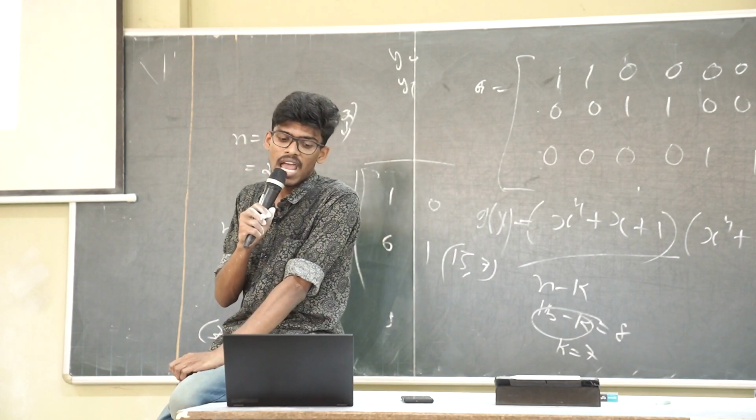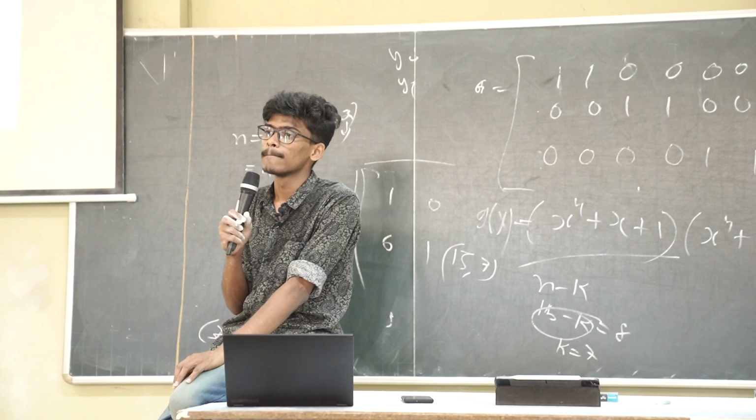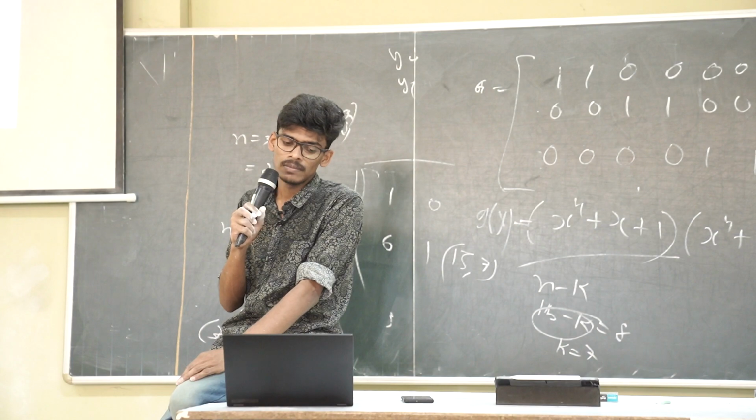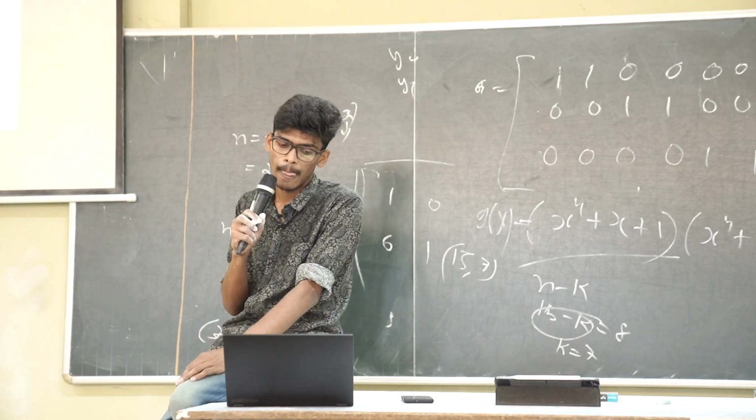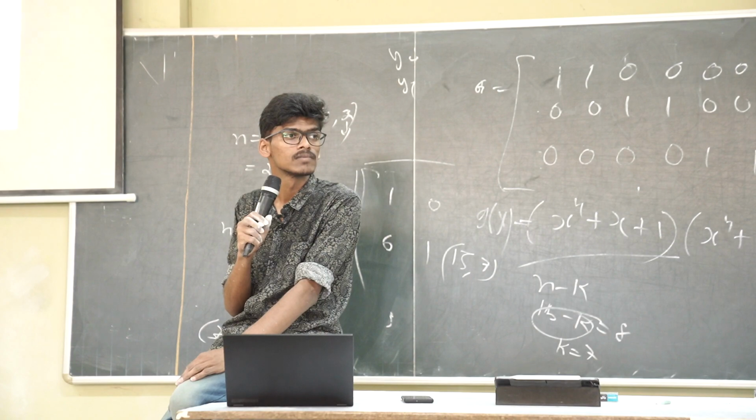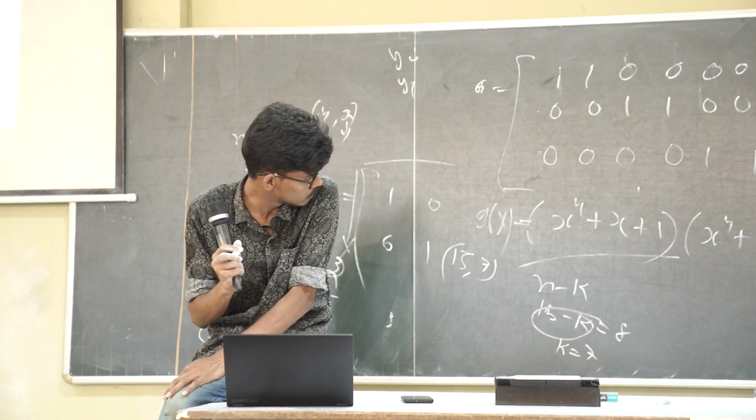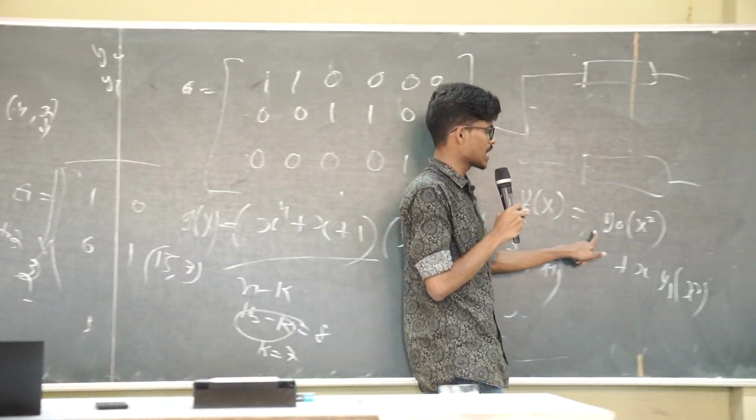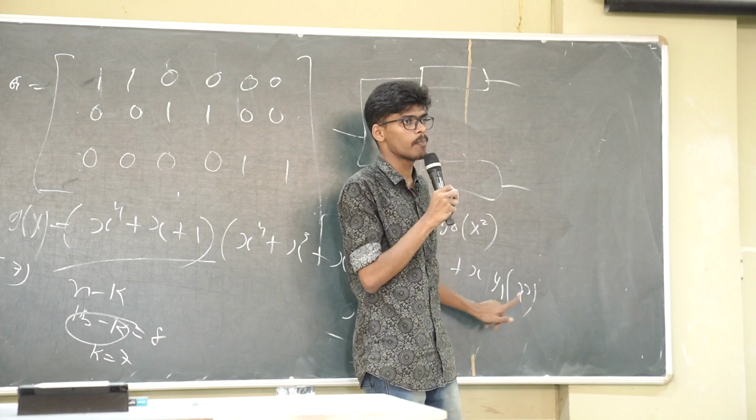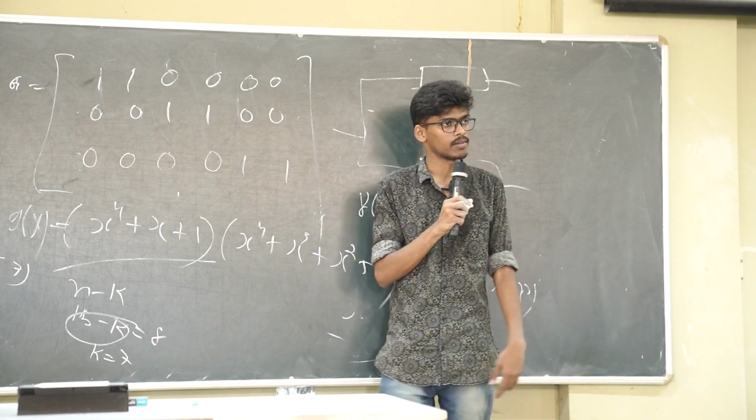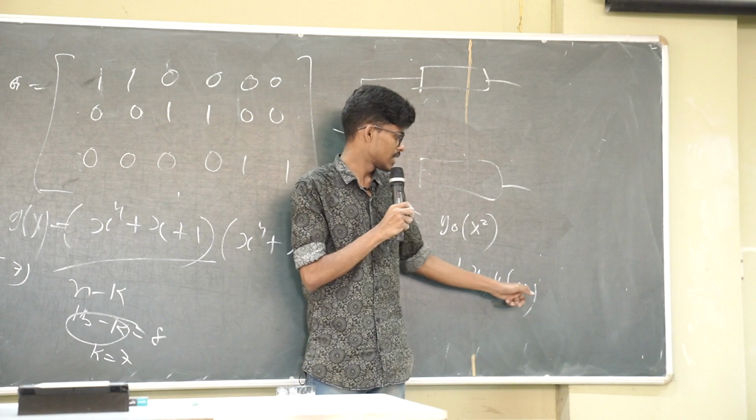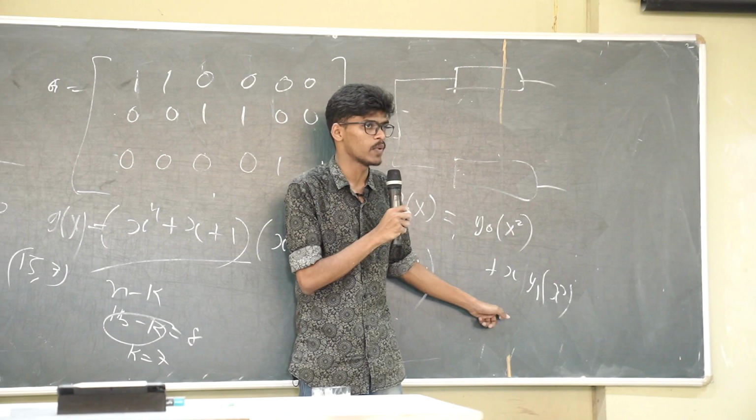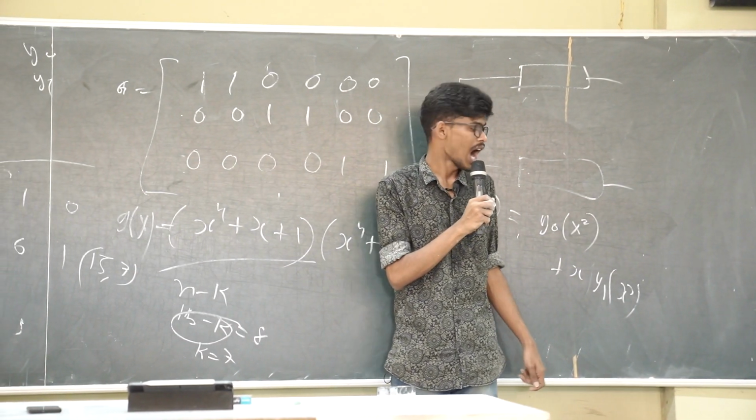Next question is decoding. Infinite message sequence. If 3 outputs are there, y0 of x squared plus x into y1 of x squared plus x squared into y2 of x squared. This depends upon x to the power n, how many outputs are there. We will be shifting each one. So x, output is 2.